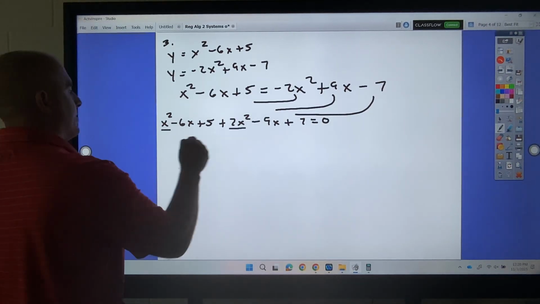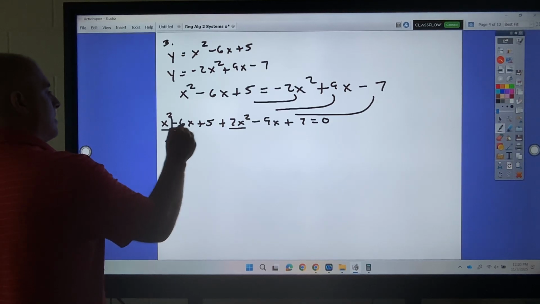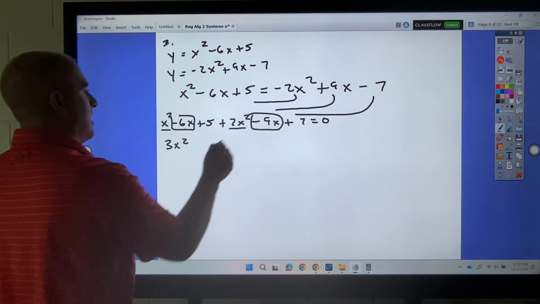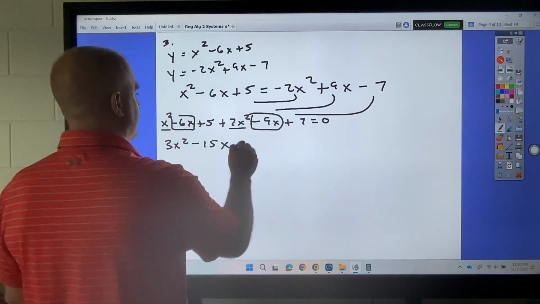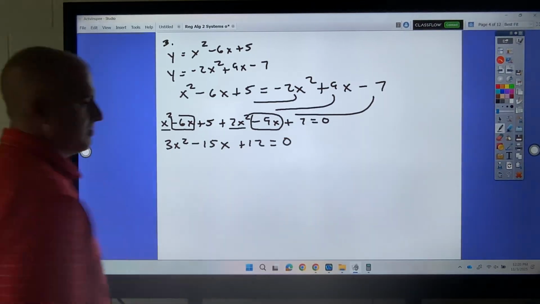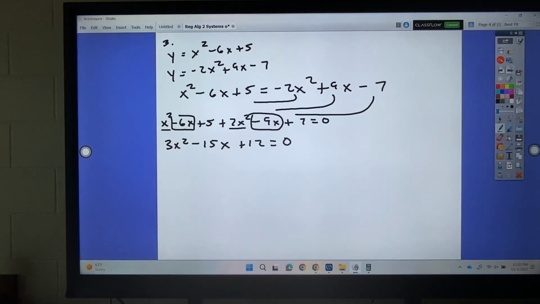So my x squared terms would combine to 3x squared. Then I got negative 6, negative 9, which is negative 15x. And then I got 5 and 7, which is going to give me 12. Okay? Now, you could factor this, or you could do the quadratic formula. It does not matter which method you choose.